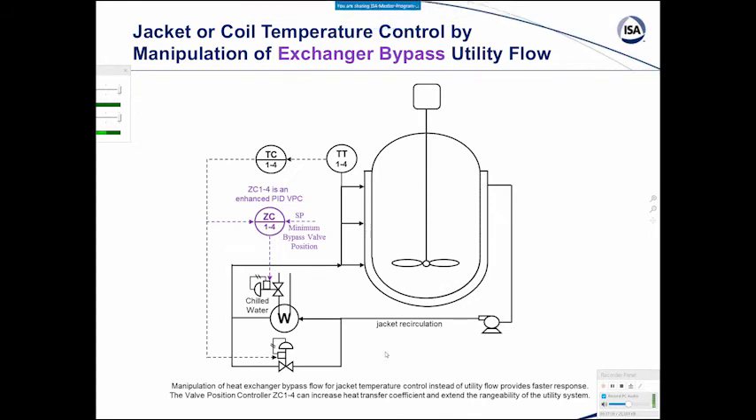Now let's look at putting a heat exchanger in that jacket recirculation line. You would have the lag associated with the heat transfer there, but you can essentially eliminate that from the control loop by throttling a bypass line rather than the chilled water line. However, there's the opportunity then to put in a valve position controller to optimize the situation in terms of having the right chill water flow.